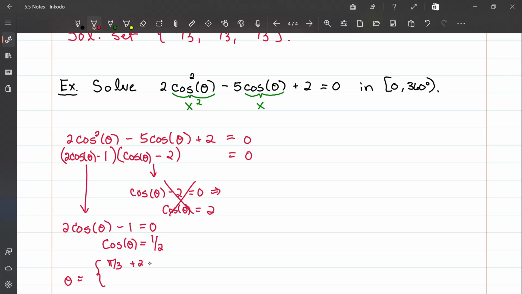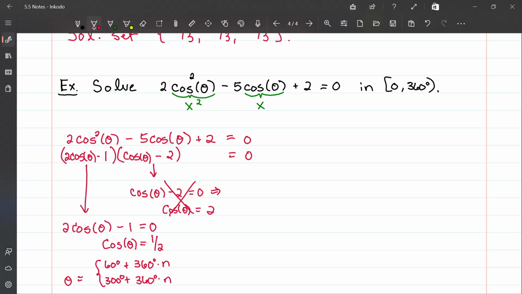And then I should be adding, oops, now wait a second. I said 360 degrees here. That shouldn't be pi over 3. My love for radians is showing. 60 degrees plus 360 degrees times n. And that would mean that our second answer would be something like 300 degrees plus 360 times n.